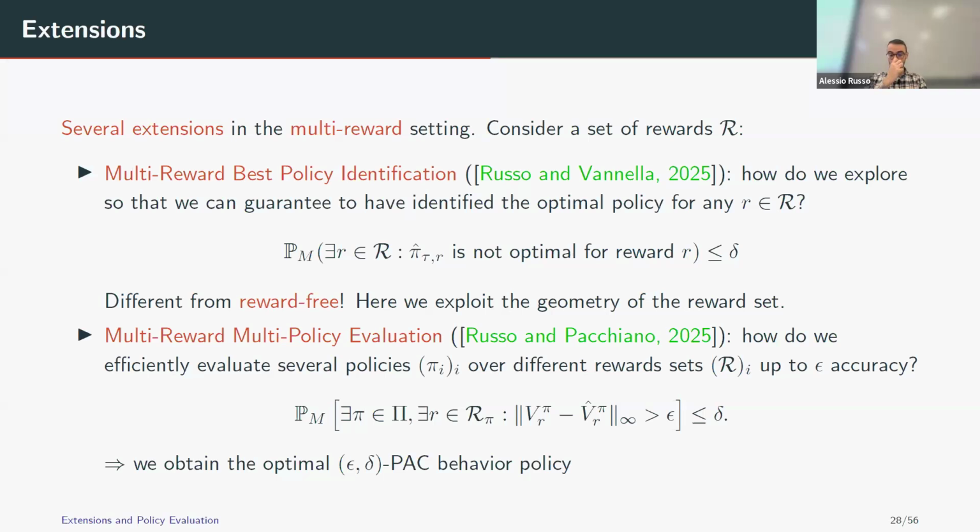And then we also extended it to the case where maybe you also want to evaluate multiple target policies. So this condition is essentially telling you that the probability that you will misestimate the value of any of these target policies on any of these rewards is at most delta. And you can use the same techniques from the best policy identification to derive also this result. And you can show what is the sample complexity for this case, and you can also show what is the optimal way to collect data for this problem.